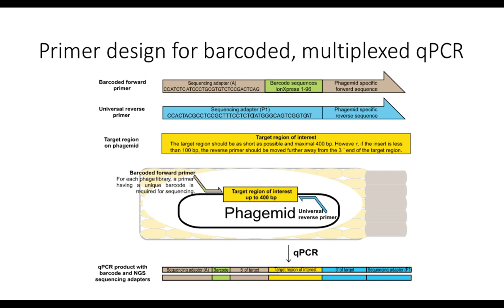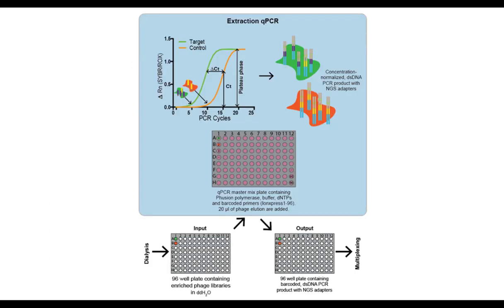So we have sequencing adapters, we have the phage map binding sequence, and we have the same thing on the reverse primer. So at the end of the day, what we would like to end up with after the sequencing reaction is the sequencing adapter, a barcode that is specific for the well, so for the library, the 5' binding, the target region, the 3' binding, as well as the sequencing adapter.